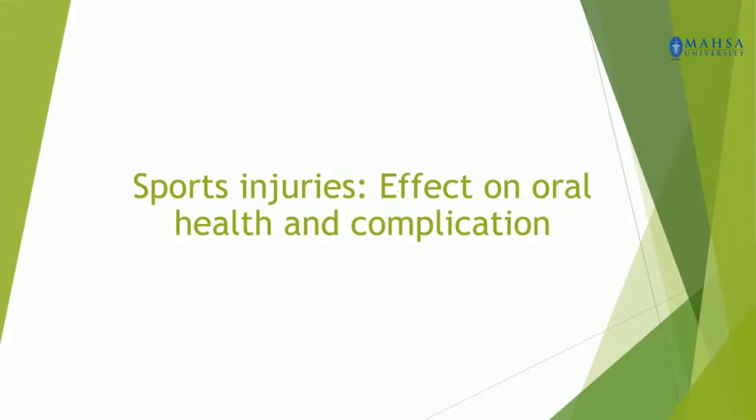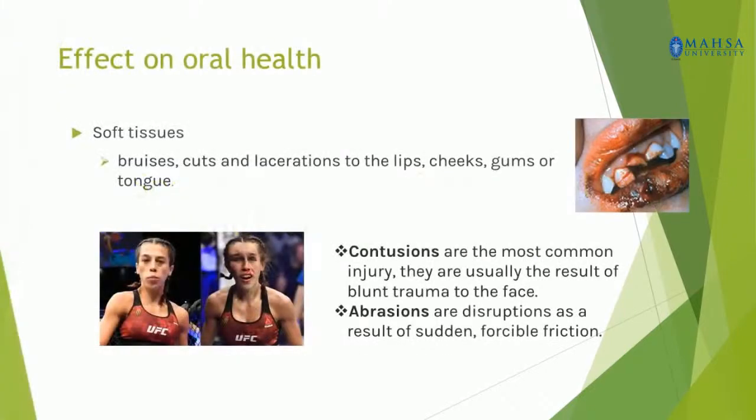Effect on oral health and complications. My topic for today is sports injuries: effect on oral health and complications. First, I'm going to discuss the effect on oral health. There are three types: soft tissue injuries, jaw fractures, and dental trauma. On soft tissues, we have bruises, cuts, and lacerations to the lips, cheeks, gums, or tongue. Contusions are a common injury, usually the result of blunt trauma to the face. Abrasions are disruption of the epidermis as a result of sudden forcible friction.